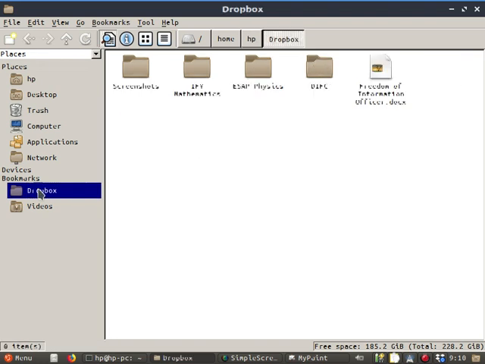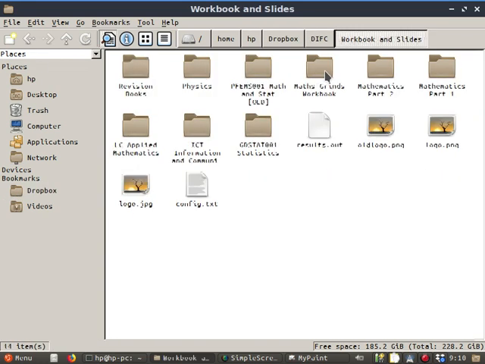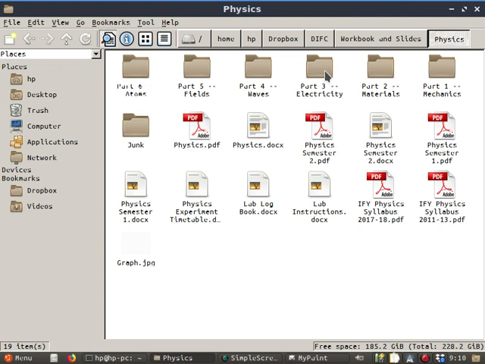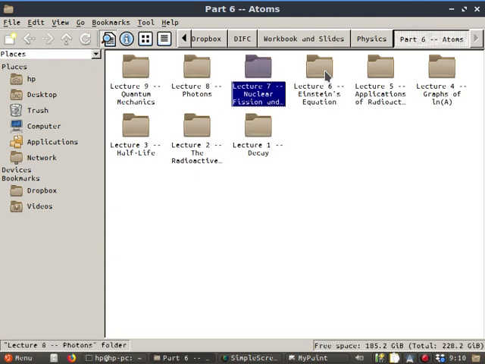Right, Dropbox, DIFC, workbook, physics, atoms, lesson 2.